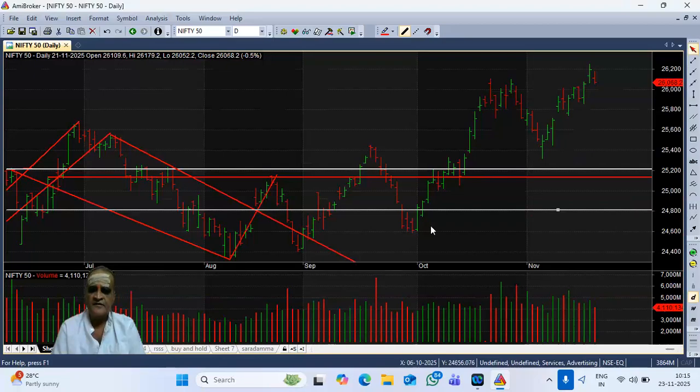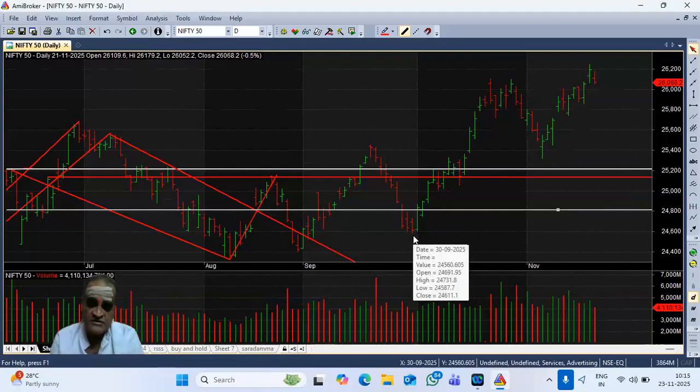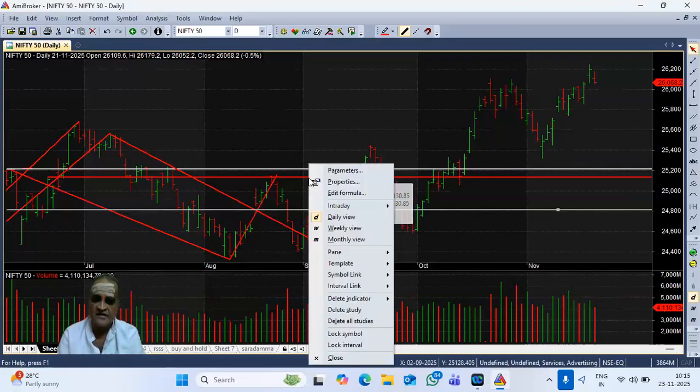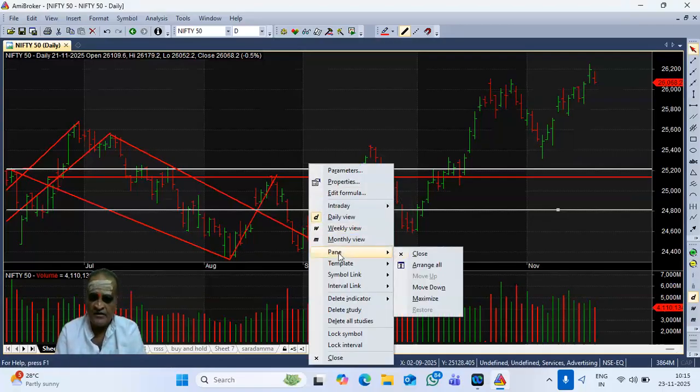Here again, this line actually acted as a good reversal point, and when the price crossed after testing the same level, the market went up. So this way, instead of doing the same thing, we will also try to make new ways or new methods of applying what we have learned previously.